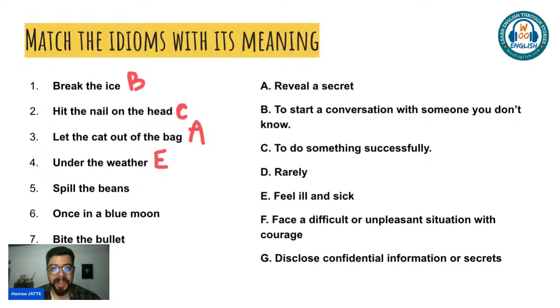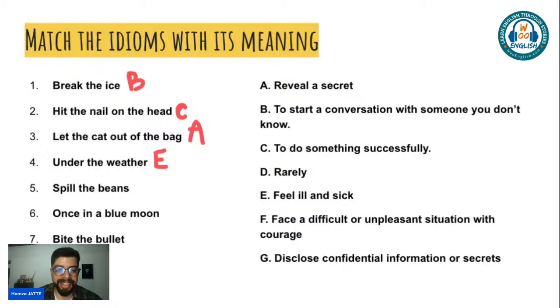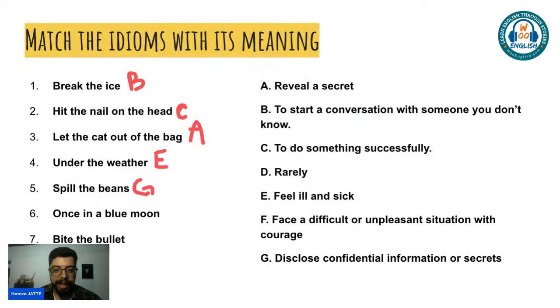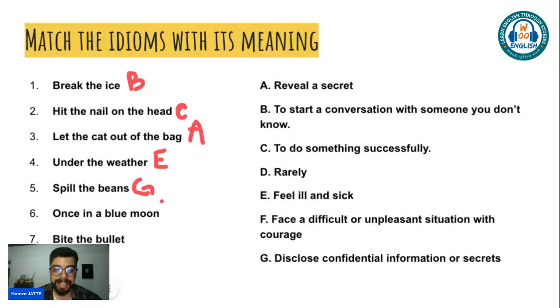Chile, you did them all, I say. So 5 is G. Spill the beans, G. Once in a blue moon, you say D, right? I'm gonna write them down. I'm gonna move on because I cannot wait. All right. D, and finally we are left with the I think bite the bullet, to do something. Face it, difficult. All right. So remember your answers, Chile, Maria as well.